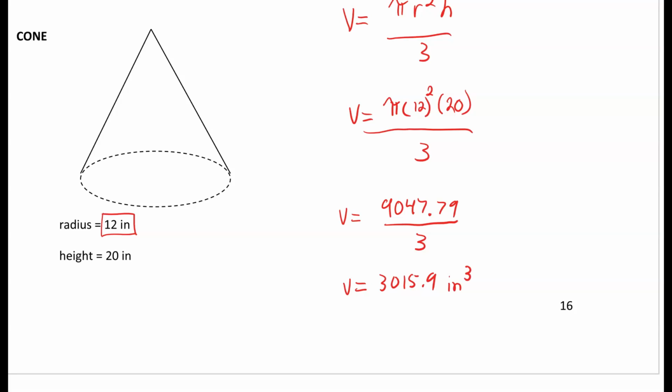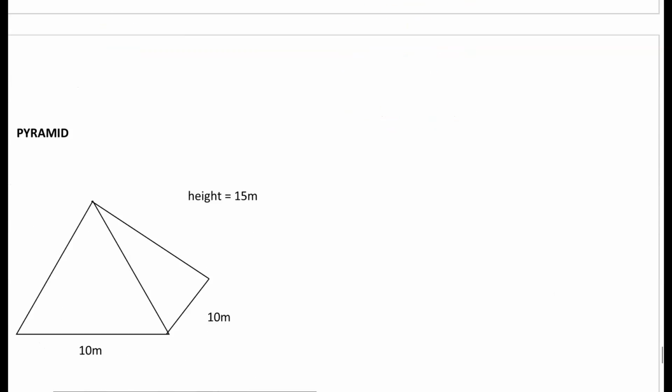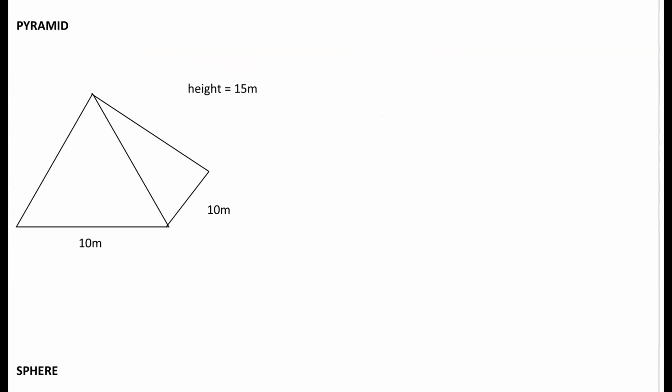Again, important, we've moved into volume this time, so our final unit is cubed, not squared like surface area. Onto pyramid. If we're solving for the volume for a pyramid, we're going to be looking at a formula of volume equals base squared times height, and it's going to be divided by 3. So just like we did for the cone, where you're dividing it by 3, same thing here for a pyramid.